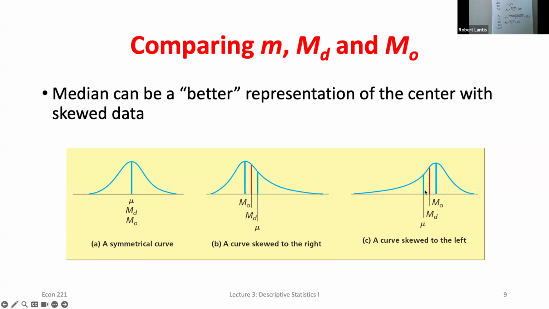So if the mean is less than or to the left of the median, you've got left skewed data. If the mean is to the right or greater than the median, you've got right skewed data. So you don't even need to see the full distribution. If you just have these two statistics, you can tell whether or not the distribution is skewed one way or the other. Okay.